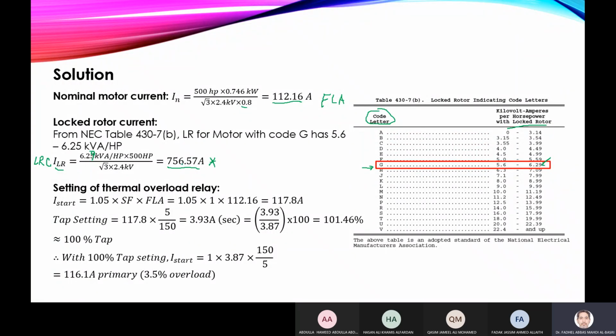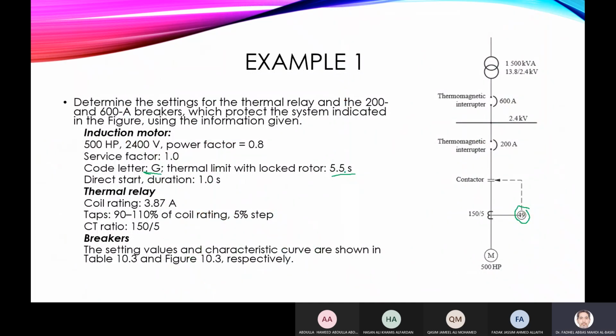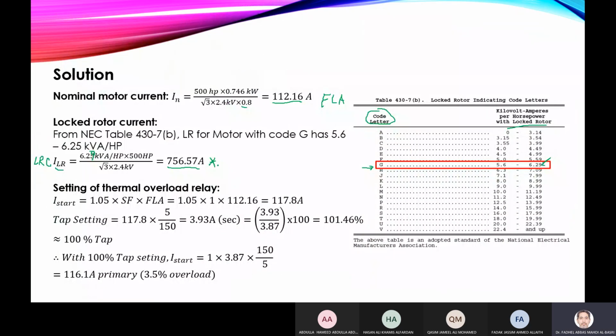So what does it mean? If the current is this, the motor will take 5.4 seconds, this is the maximum time you should wait before the motor gets damaged. So I want the protection to act before 5.5 seconds. While for the acceleration, the motor takes 1 second to accelerate to the rated speed. So this is very important because I want to act at this current before 5.5 seconds.